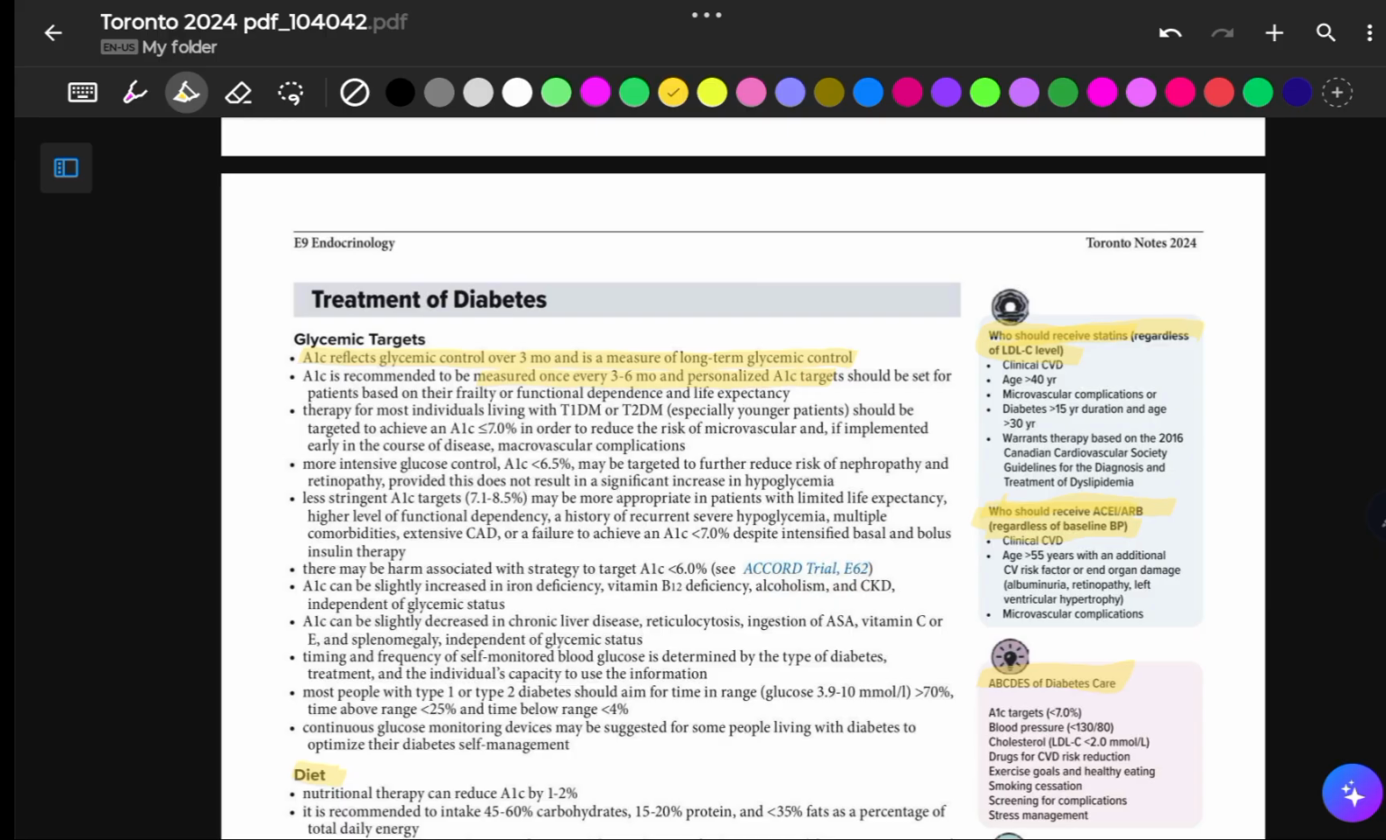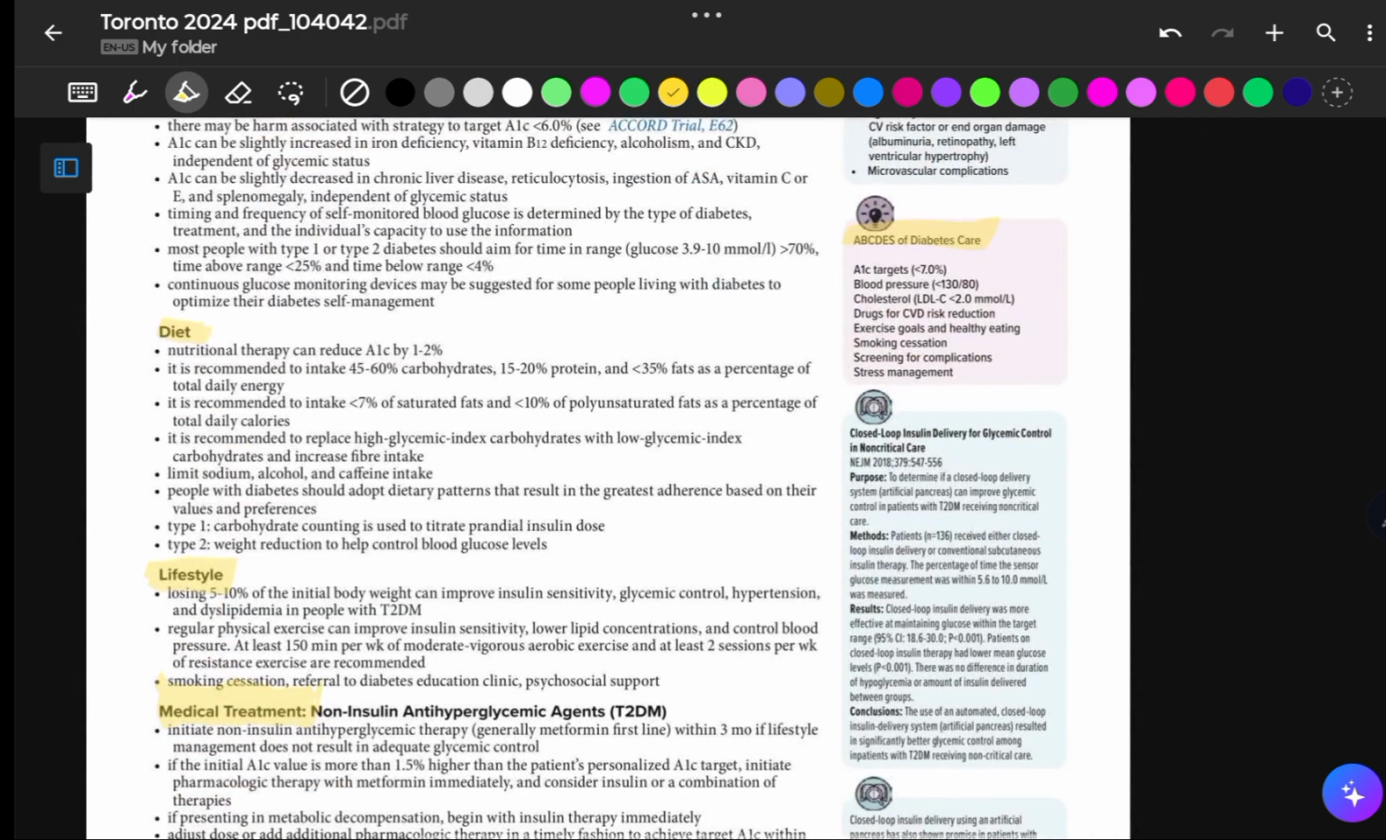So first we looked at the target of your HbA1c. And then next we're looking at diet. The first thing that you want to manage in a patient with diabetes is their diet. You want to make sure they are having a proper diet, because nutritional therapy can reduce the HbA1c by 1 to 2%. It is recommended to have an intake of 40 to 60% carbohydrates, 15 to 20% proteins and less than 35% fat, as a percentage of your total daily energy. Patients should have less than 7% saturated fat and less than 10% polyunsaturated fat as a percentage of total daily calories.